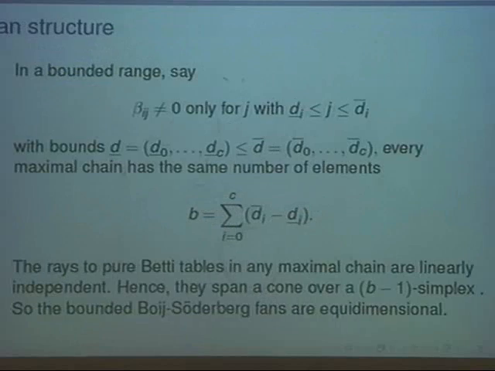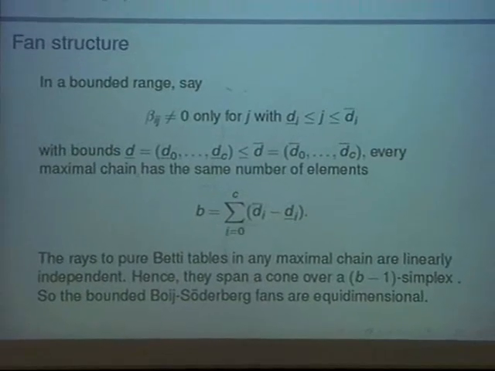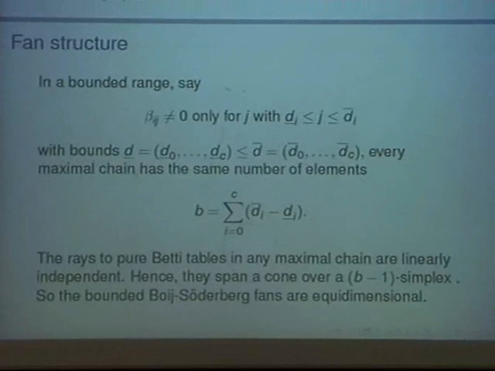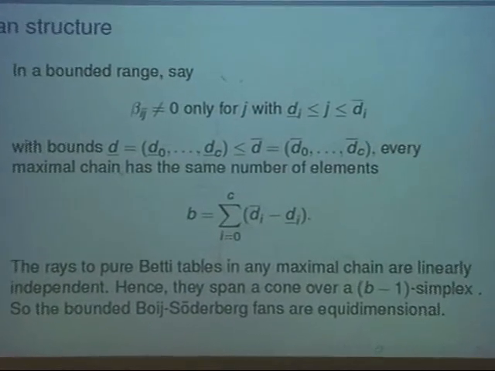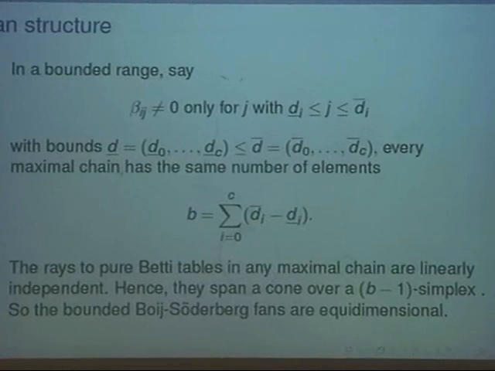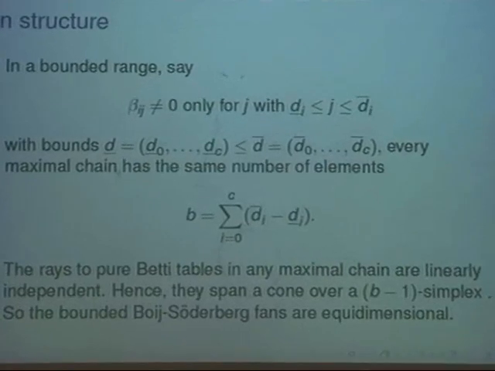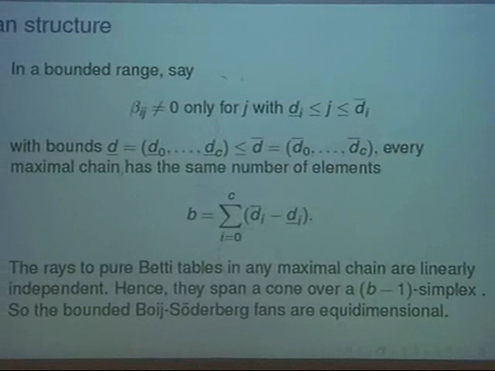Let's talk about the fan structure. I would like to have a bounded range. So let's say beta ij is only non-zero for j between d lower i and d upper i. Then within this range, every maximal chain of degree sequences has the same number of elements, namely b.